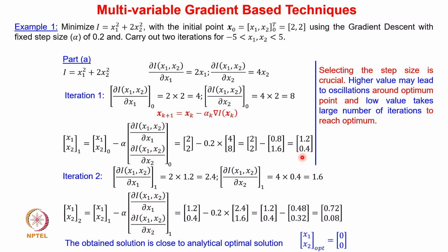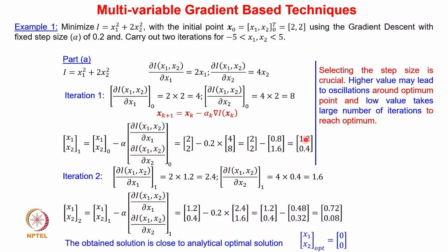In the second iteration, the solution which we have obtained in the first iteration will be used as the starting solution. So we have to find these gradients at this starting solution. Dou I by dou x1 comes out to be 2.4 and dou I by dou x2 comes out to be 1.6. Again, in the second iteration, x1 and x2 are given as x1, x2 from the first iteration minus alpha into dou I by dou x1 and dou I by dou x2. We can put all the values here. The x1, x2 at the first iteration we have obtained are 1.2 and 0.4. That is what is written here.